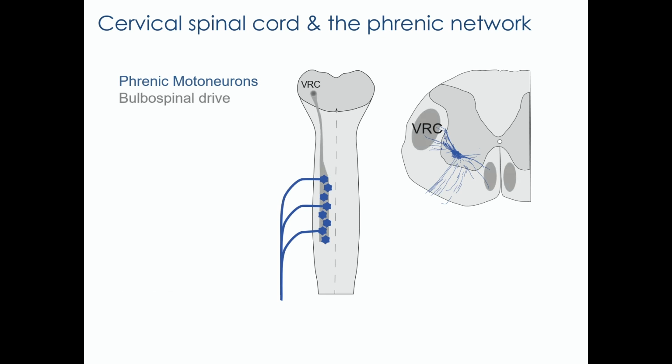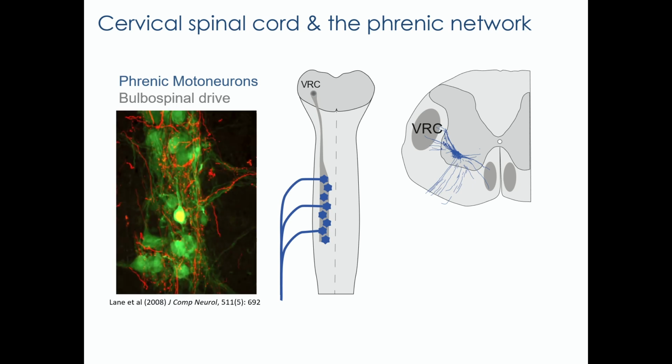We can also look at the descending drive onto this phrenic substrate, which comes from the medulla. The ventral respiratory column sends its axons down directly onto these motor neurons to control their function. In addition, we can use these tracers or combine these tracers. So you have anterograde tracing from the VRC to see how these descending axons innervate those motor neurons, and we can see how that might change after a spinal cord injury.